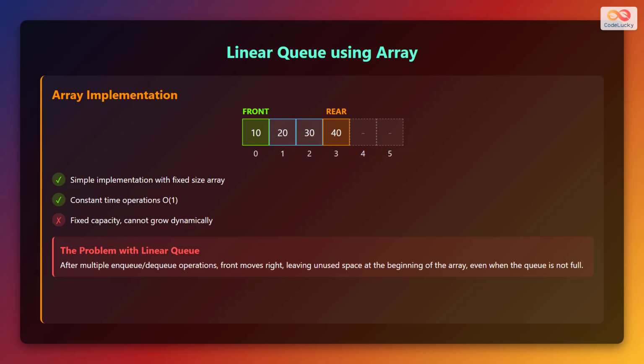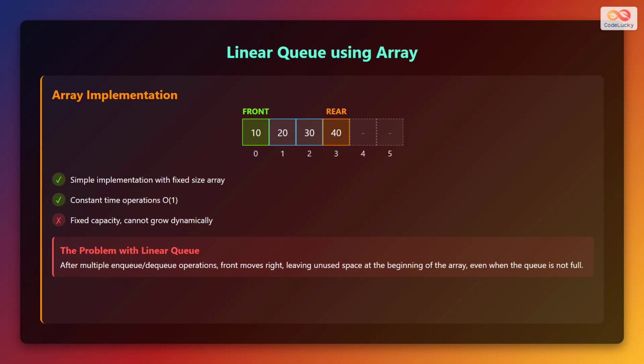Some of the advantages of using an array to implement a queue are the simplicity of implementation and the constant time complexity, that is, big O of 1 for Enqueue and Dequeue operations. However, there are a few drawbacks. Array-based queues have a fixed capacity and cannot grow dynamically. This can lead to wastage of memory.